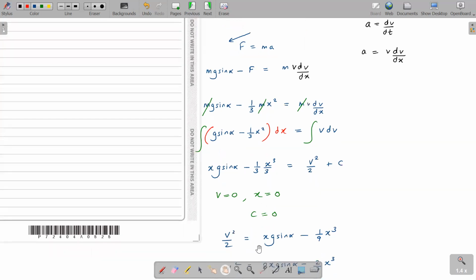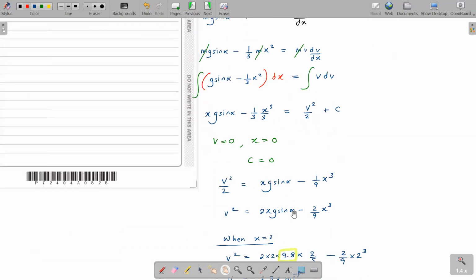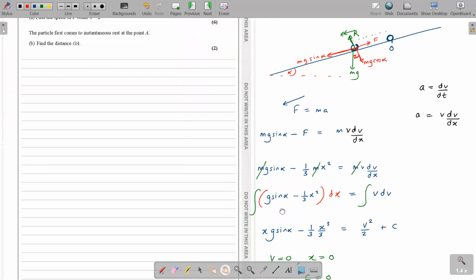And after I find it, I'm going to substitute that back into this main equation and I rewrite it, right? I've just written v square over 2 in front because I'm trying to find the velocity, equals x g sine alpha minus 1 over 9 x cubed, right? The same guy, just replacing c with 0. And then I made v square the subject, that's taking 2 to the other side, 2x g sine alpha minus 2 over 9 x cubed, right? And then what have they asked us to find?